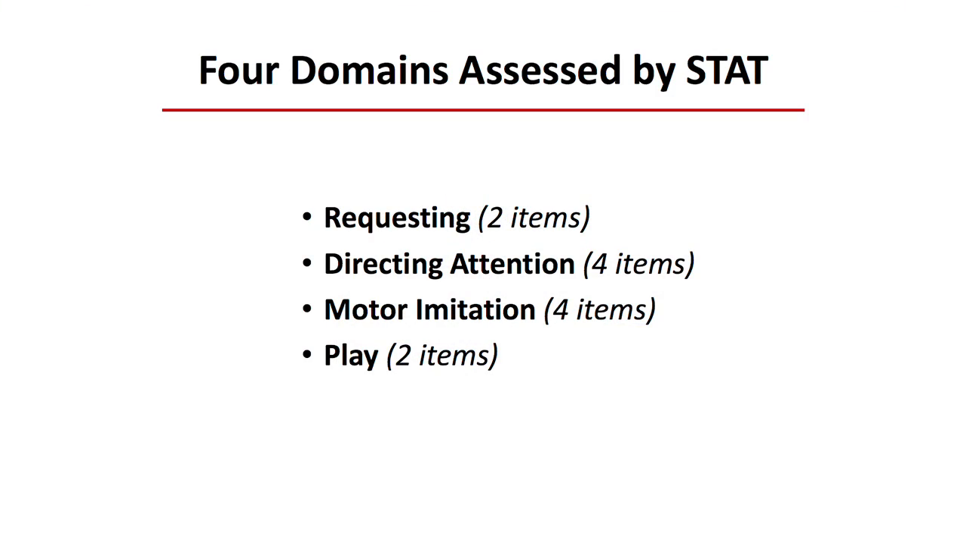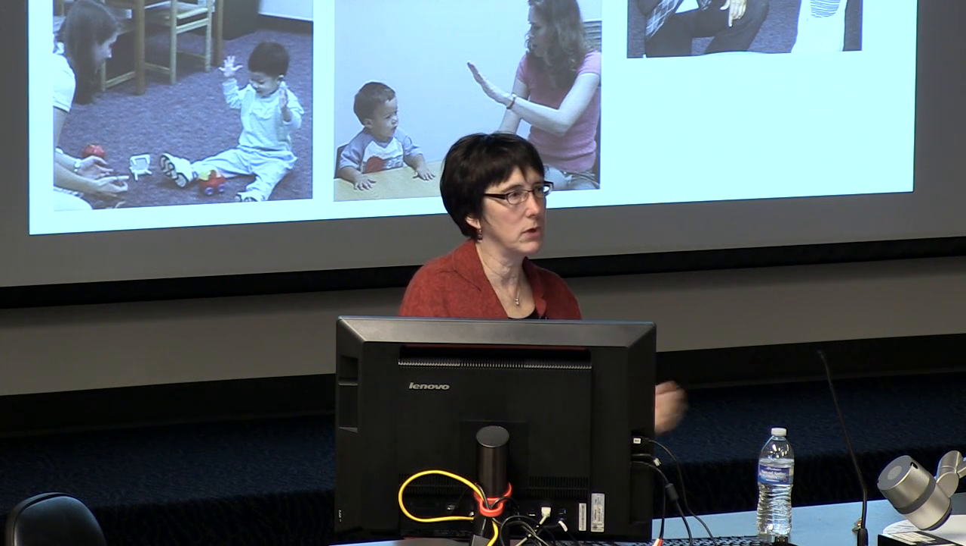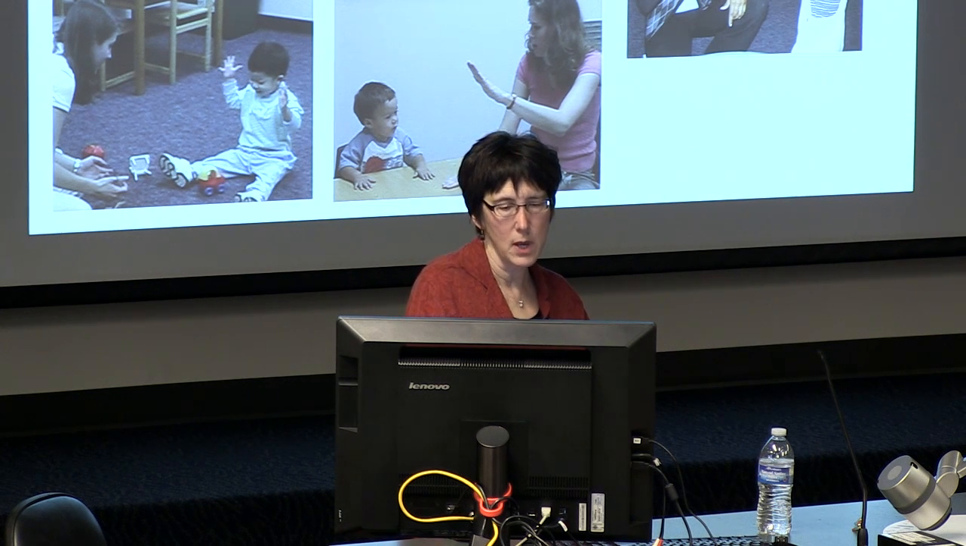So we assess requesting by doing things like blowing soap bubbles and then giving the child the jar to see if they ask for more help or for help opening it or for more bubbles. We have directing attention items. This one is blowing up a balloon and letting it fly across the room to see if the child directs your attention to that strange thing. We have motor imitation items that you saw, one of them the rattle, and play items. One of them is turn-taking, rolling a car or a truck back and forth, and the other is showing any functional play with a doll.